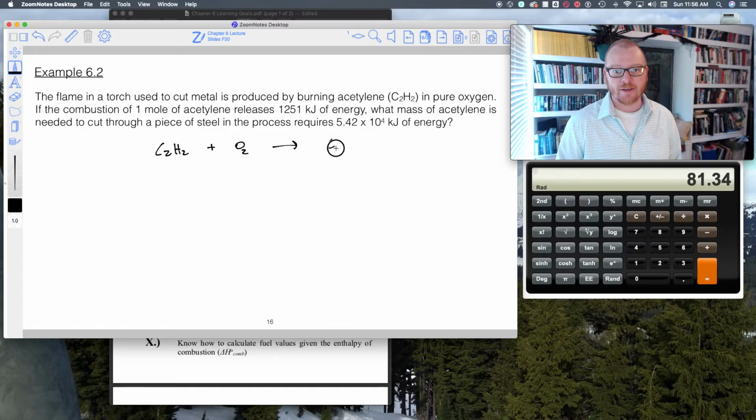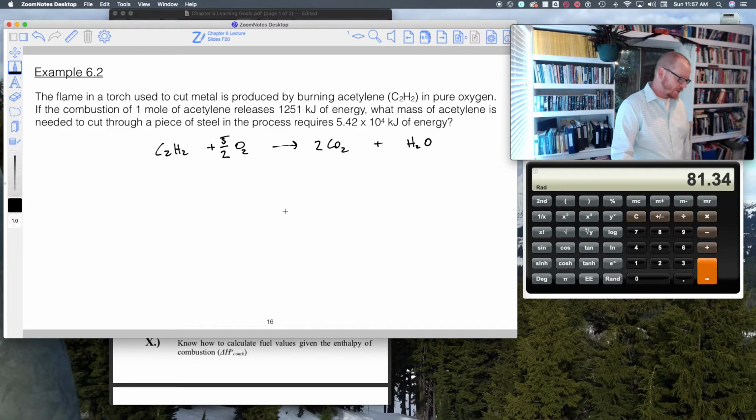So it's going to make carbon dioxide and water. We don't need the reaction for this problem, but I'm going to write it anyway just to demonstrate that it's something we've already seen. So I need a 2 right there to balance it. And now that gives me, let's see, 2 times 2 is 4, plus 1 is 5. So with the 2 right there, very quick math, I need 5 halves.